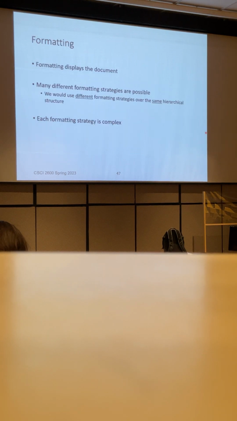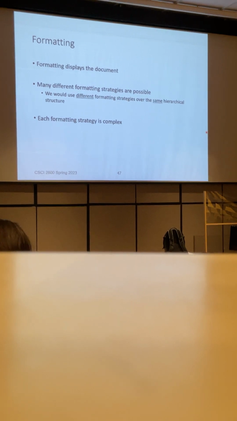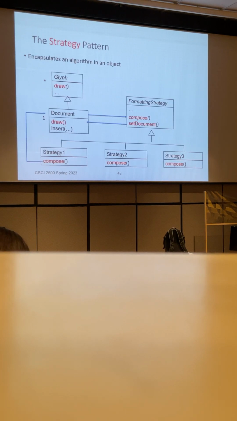All right, so another example and another design pattern. What if we need multiple ways of formatting the same document? Each formatting strategy is different. It's the same document, but formatting strategies are different, and we need to somehow account for the fact that there might be many of them. Following the same example with the glyph, we can come up with an abstract class. It can also be an interface called formatting strategy right here.